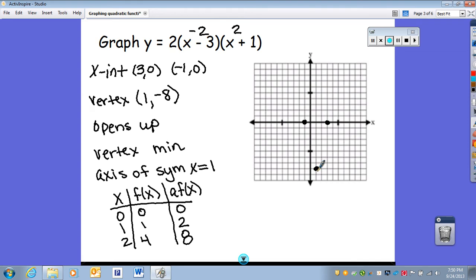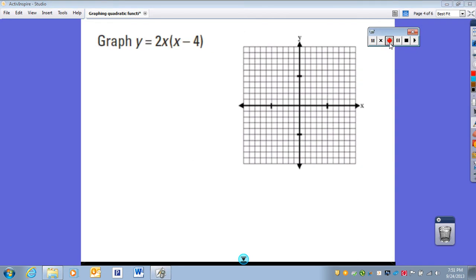And then we use the directions. For x, we're going to go over 1 and up 2. I'll reflect that point to the other side of my parabola. And then from our vertex, we're going to go to the right 2 and up 8. And those just happen to be our x-intercepts. So now we will draw in our parabola.